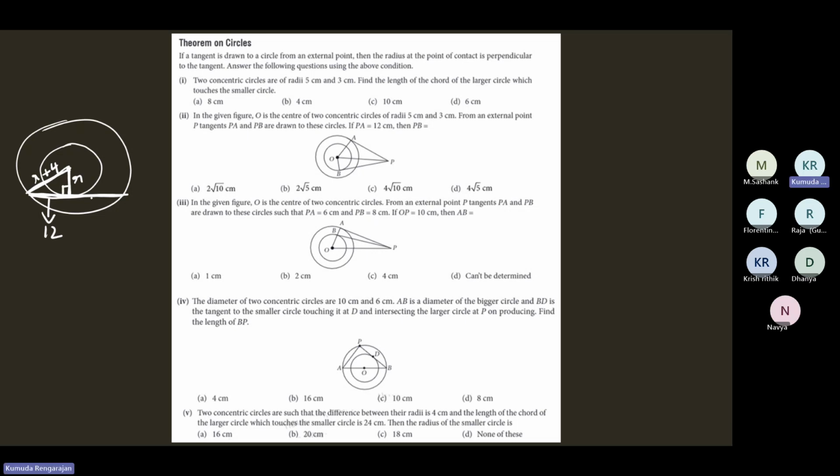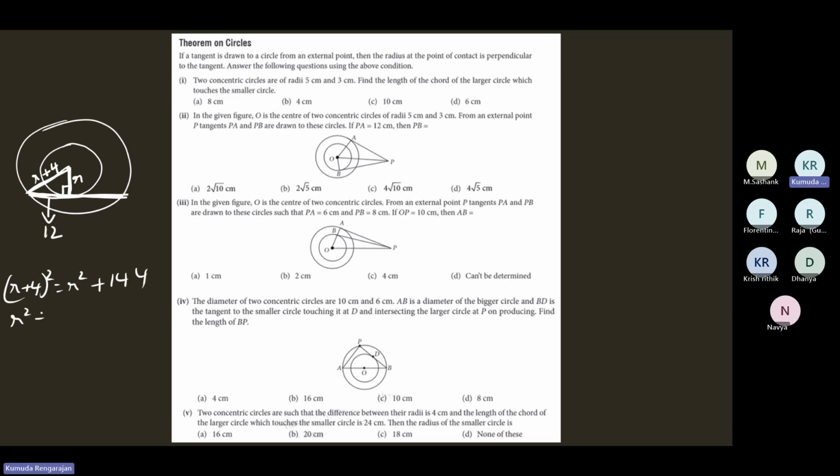The difference between the radii is 4. So if the radius of the inner circle is R, the radius of the outer circle is R plus 4. And this is the chord. Half the length of the chord is 12, 24 by 2. So connect all these three using Pythagoras theorem: R plus 4 the whole square is equal to R square plus 12 square.